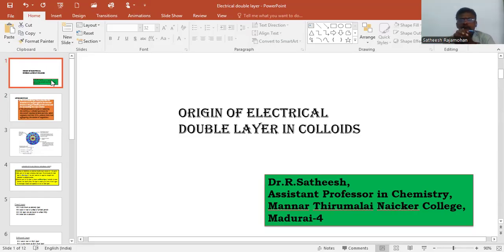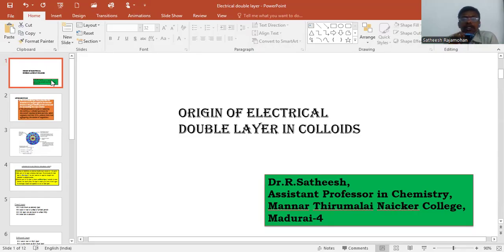But many of you are not familiar with this topic, namely the origin of the electrical double layer in colloids. Most of you forget that colloids are charged in nature. They are not neutral molecules; they have some charges. Only because of those charges, they couldn't settle at the bottom.